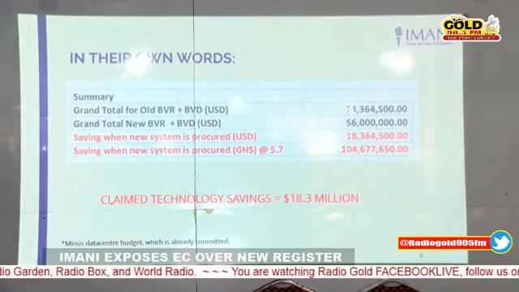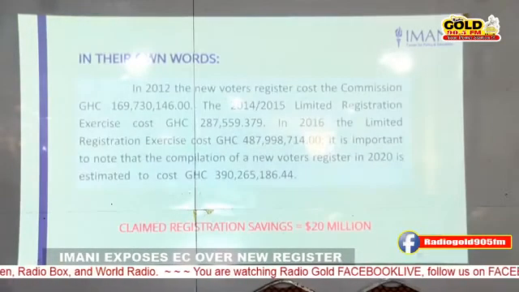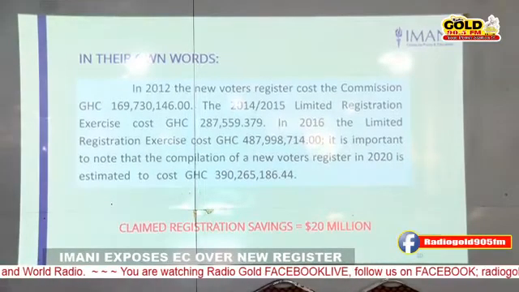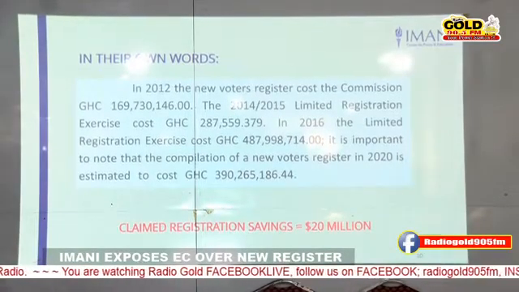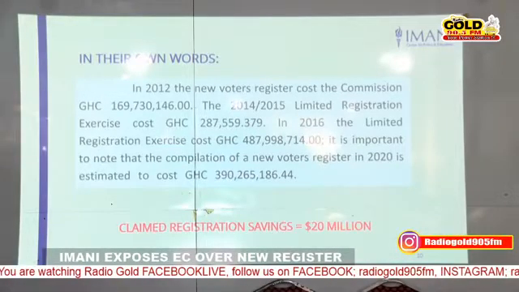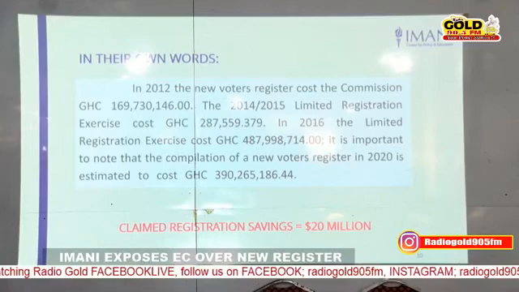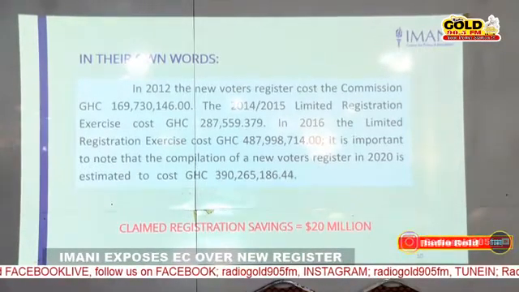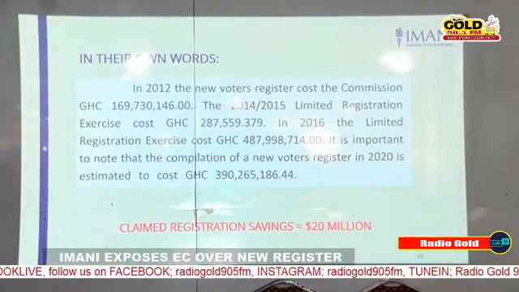And they've also made the point that when it comes to registration, the cost in 2012 of doing a new register cost a certain amount. In 2015, just registering those who have now turned 18 of age cost a certain amount. So when you compare it, registering only those who have turned 18 and those whose names are not on the register is more expensive. And therefore, doing the whole registration again is cheaper.